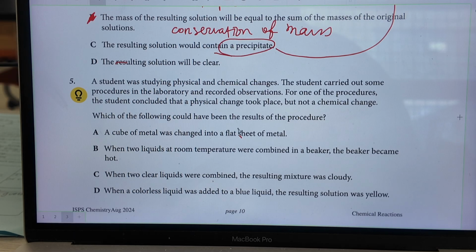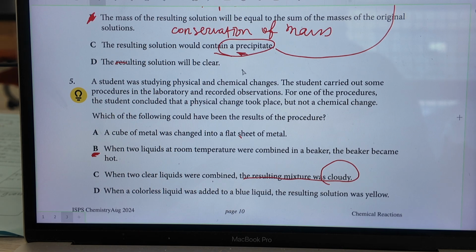When the two liquids were combined in the beaker and the beaker became hot, this is an indication of a chemical reaction having taken place. When two liquids combine and the resulting mixture is cloudy, that's a precipitate, similar to the one up here. It is not a physical change. And then this one changing color as well, the reaction changing. So the only thing that was a physical change, I would say, is it changing its form from a cube to a flat metal sheet. It's exactly the same substance. It's just that its shape was changed. And so that was A.